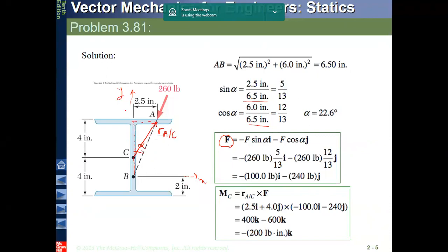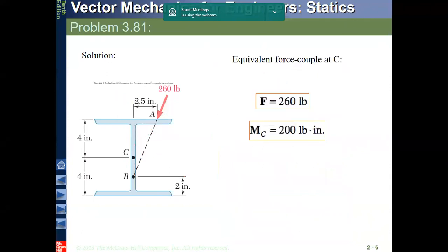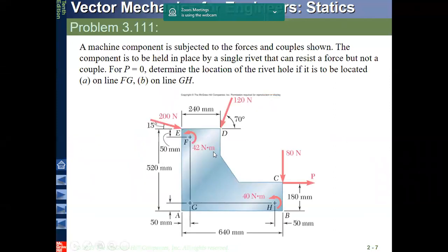You can simply get R as 2.5 in the X direction and 4 in the Y direction, and cross it with the force. This way you would get the moment of this force about point C. You don't have any other force in the system, so you can simply write this as the equivalent force couple system. Any questions?